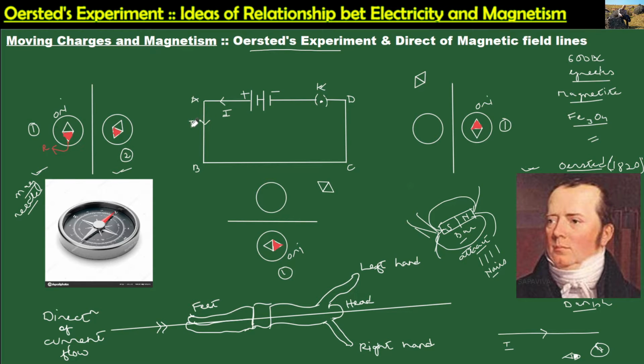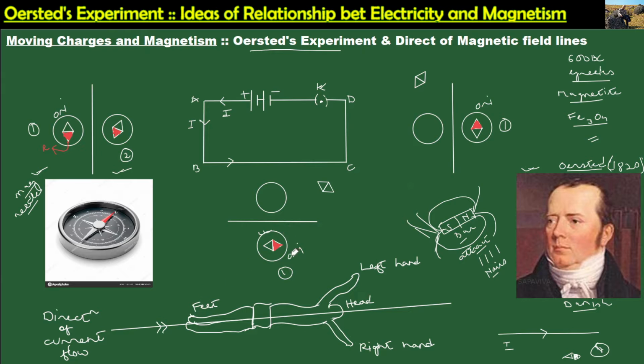Again, when current I moves across wire AB and then across the wire BC, originally the magnetic needle will be along this position number one. But when you bring this magnetic compass very near to this wire BC, it so happens that this needle again will deflect.